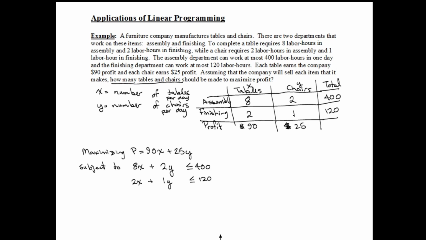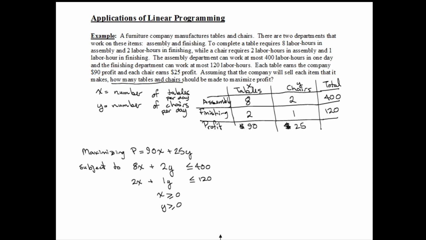Now we ask ourselves, does it make sense to have a negative number of tables or chairs? No, it doesn't. And so that tells us that x is greater than or equal to 0, y is greater than or equal to 0. Don't forget those non-negative constraints. Would it make sense to have 0 chairs or 0 tables? Sure, that would be fine. Maybe it'll be most profitable to make all tables and no chairs at all. It's certainly possible. We won't know until we get the problem done.